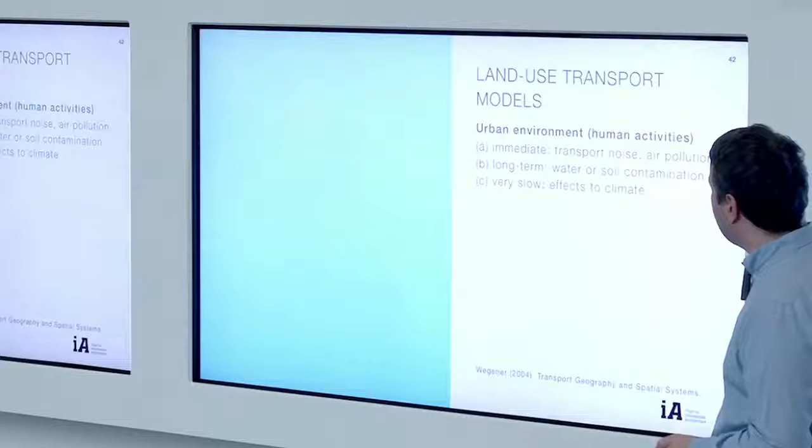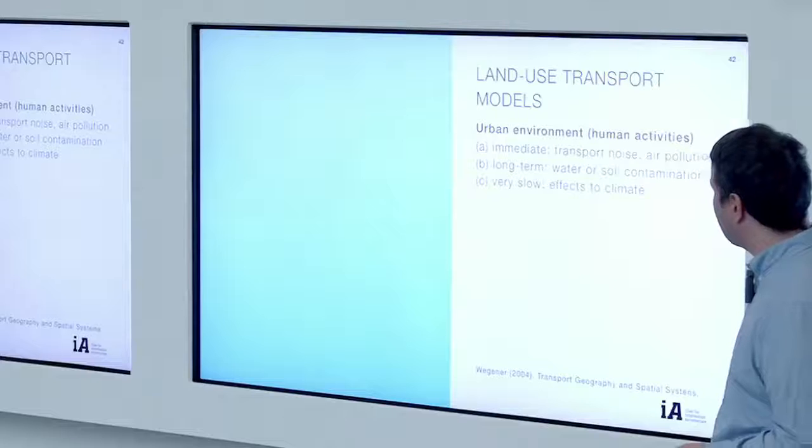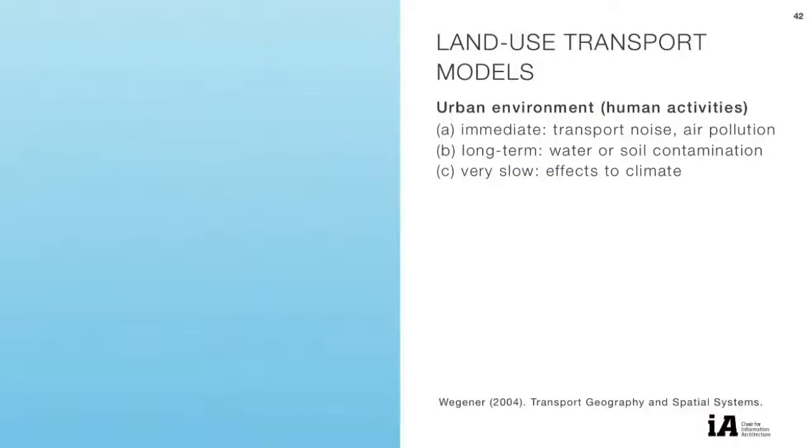On the urban environment, what are the more critical ones? Of course, what you can change immediately are the transport noise and the air pollution. You can change it, and you can have it very immediately. What is very problematic is water and soil contamination, and it is very slow. And the most dangerous are the effects on climate inside the city and on Earth.